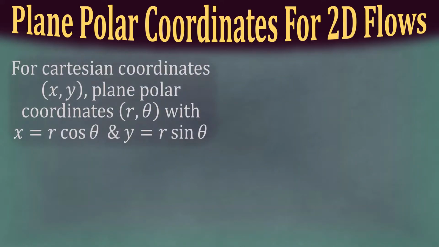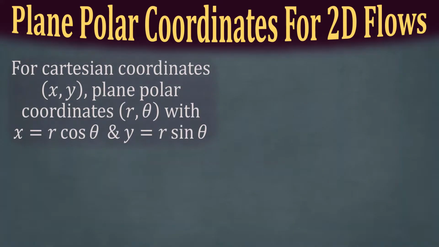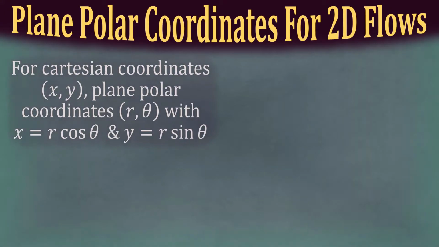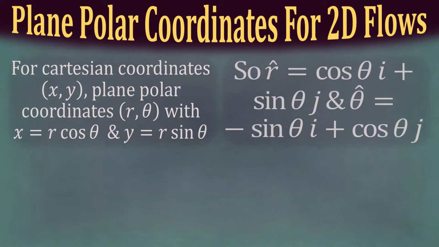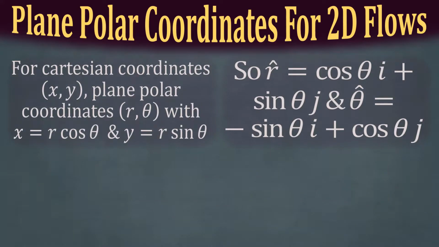Next, let's move on to discussing plane polar coordinates for 2D flows. For a general point P with Cartesian coordinates x, y, the plane polar coordinates are r, theta, with x equals r cos theta and y equals r sin theta. So r hat is equal to cos theta i plus sin theta j, and theta hat is equal to minus sin theta i plus cos theta j.